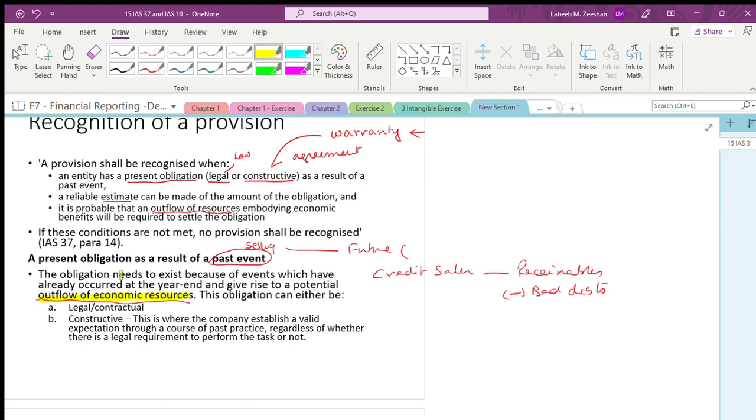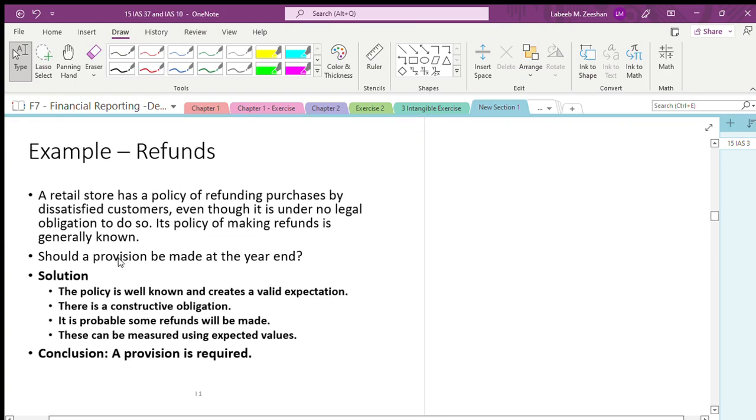Legal and constructive obligation. This is where the company establishes a valid expectation on the basis of past practice, regardless of whether there is a legal obligation or they perform the task or not. Constructive means we have a very clear instruction that we will not go back. Whatever assurance we are giving, we will go forward on this assurance, which means we will execute that assurance.